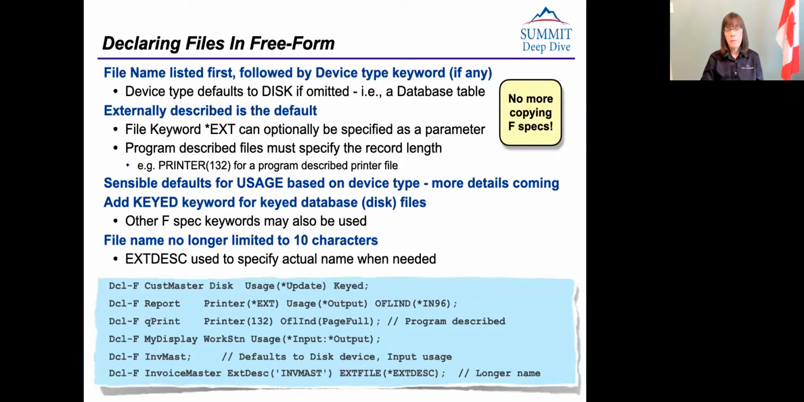And the file name is no longer limited to 10 characters. So if you've got some funky file names, then in your logic, you want to refer to it as something a little bit nicer, you can do that. You just need to use the ext description keyword to specify the actual name of the file that's to be used at compile time.